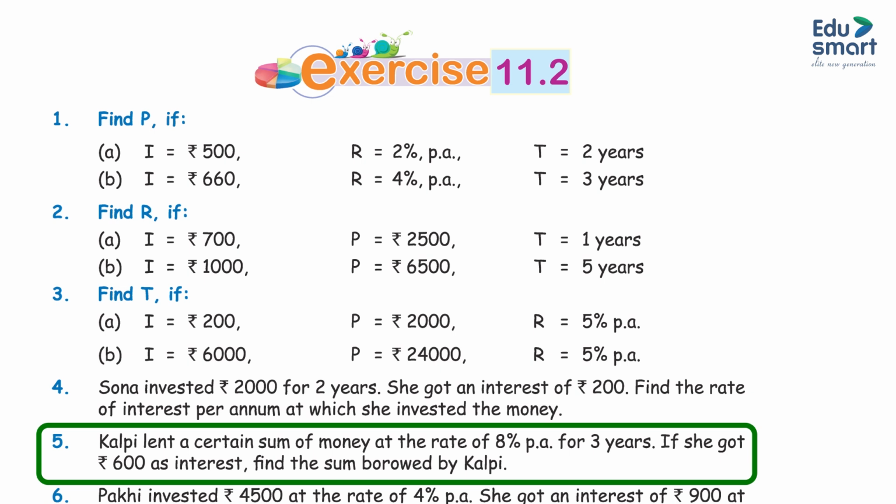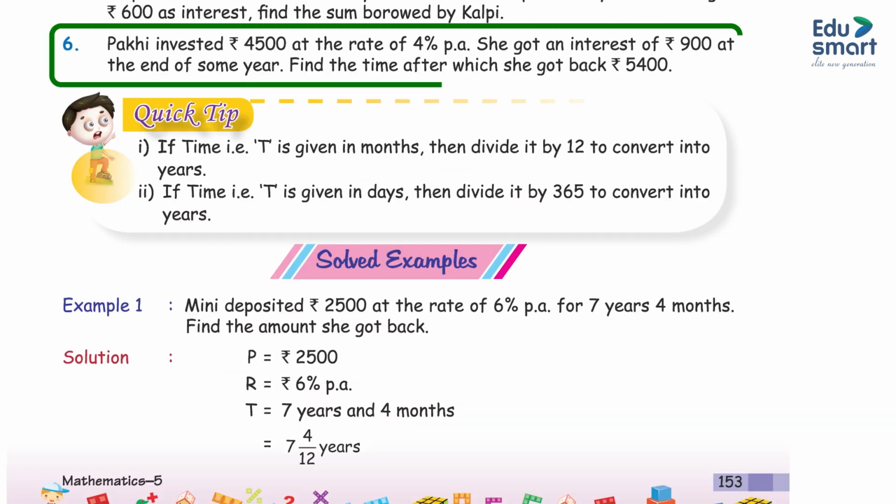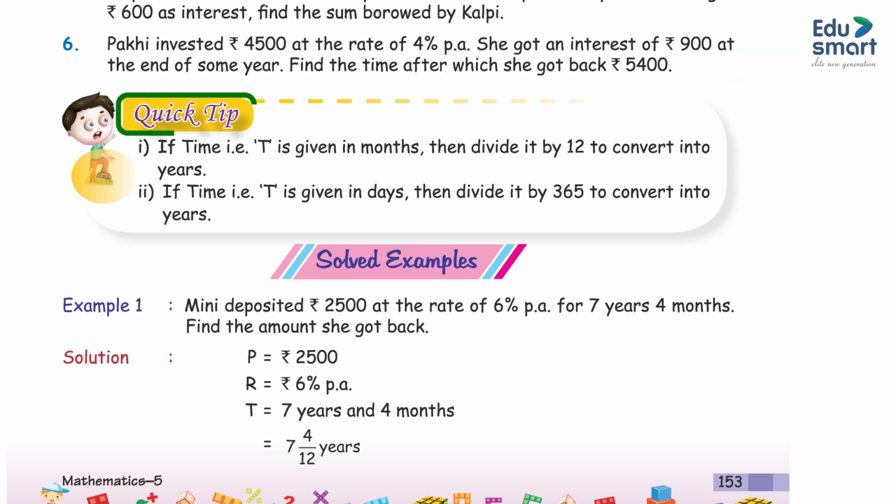If she got rupees 600 as interest, find the sum borrowed by Kalpi. Answer: 2,500. Question 6. Pakhi invested rupees 4,500 at the rate of 4% PA. She got an interest of rupees 900 at the end of some year. Find the time after which she got back rupees 5,400. Answer: 5 years. Quick tip.